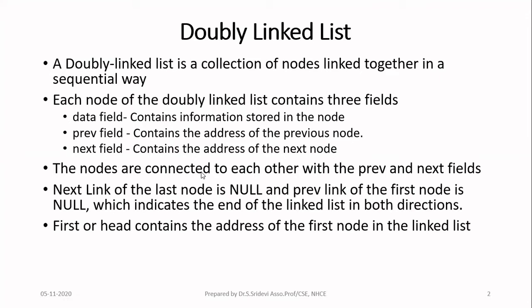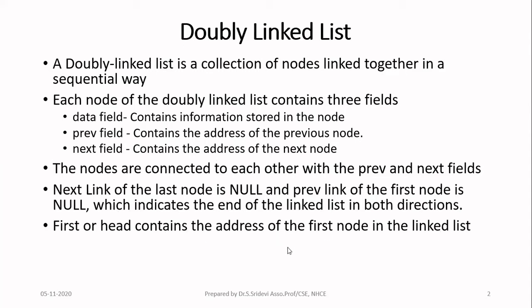And one more thing, when you store the nodes, the next node of the last node is null. It is similar to the single linked list. And when you consider the first node, we have the previous link. The previous link of the first node is also null. Why we store null in these two fields is to indicate that the linked list is ending in both the directions. And then here also we have a pointer known as first or head pointer. Generally we call the pointer head. This contains the address of the first node which is present in the linked list.